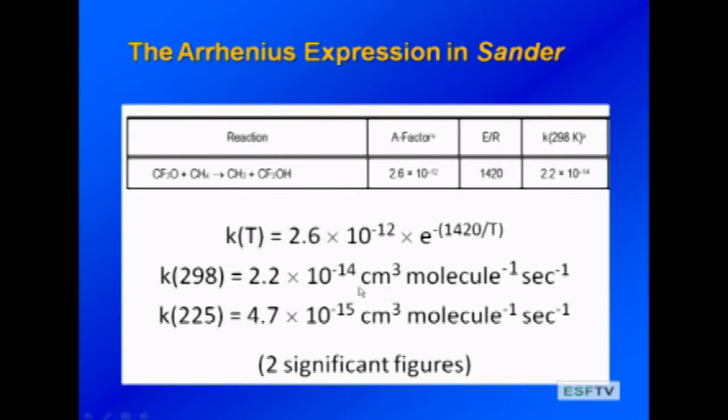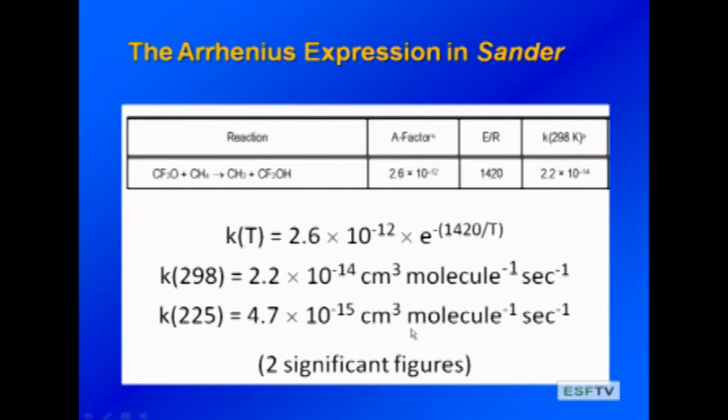Now it's convenient that we can do the calculation ourselves and compare it to the room temperature value listed in the table. This is a way of checking that you haven't made an error. We can plug in any temperature we want. If we plug in 225 Kelvin, a much lower temperature that's still very atmospherically relevant, then we get a lower rate constant, about 5 times lower, 4.7 times 10 to the minus 15, with the same units.